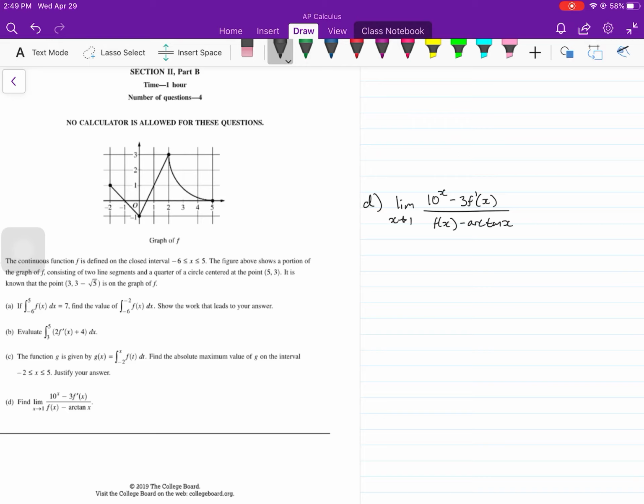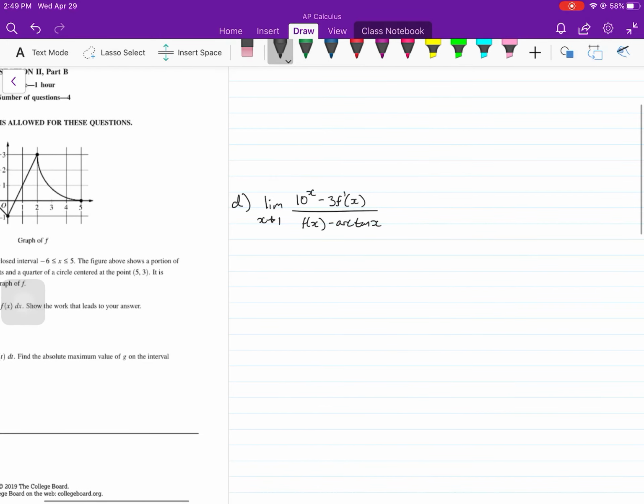Most of the time when you see these, they are going to be L'Hopital's, but remember, L'Hopital's only works when the bottom is going to be 0, or you have 0 over 0, so you got to be careful with that. This one, that's not going to happen. So let's go ahead and just plug in this limit, see what happens from there.